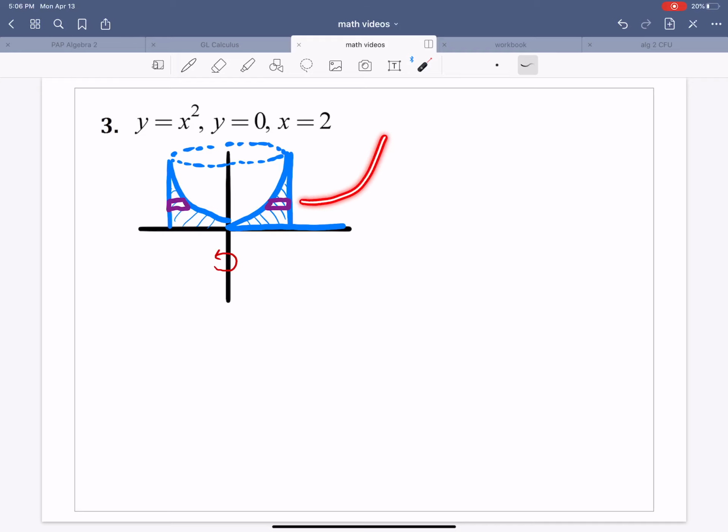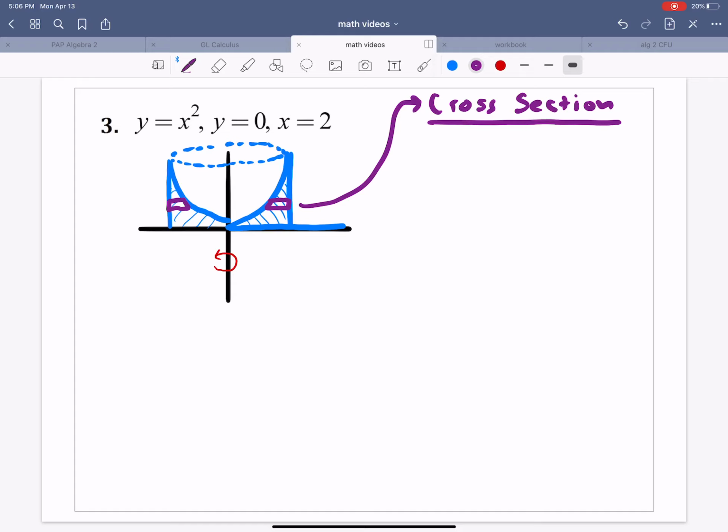So this cross-section, if you paid attention to the last video, is not a disc anymore. This is going to be a washer, okay? And I'll draw that for you here. So remember that a washer is a circle with a hole in the middle, like this. So if you watch the last video, finding the area of these is a little bit more complicated, but we can do it, okay?